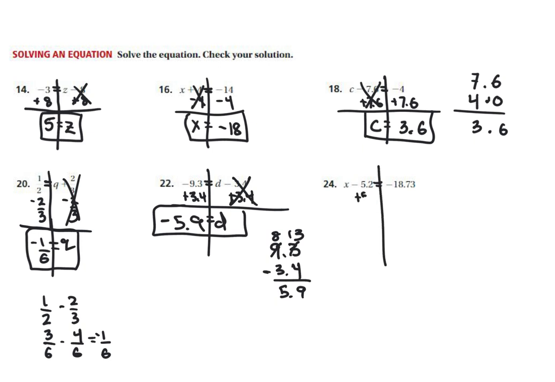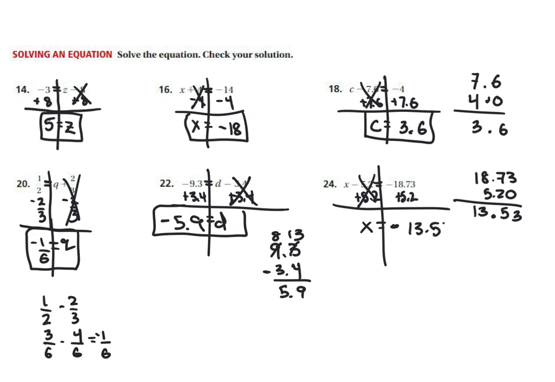And then we're going to add 5.2 to both sides. Negative 5.2 and 5.2 are opposites, canceling. We know that the negative number is bigger, so it's going to be negative there. Negative 18 is bigger than positive 5, and now we need to find the difference. 18.73 minus 5.2. We'll annex a 0. Bring our decimal point down. And we get 13.53. And like we said, we know that's negative.